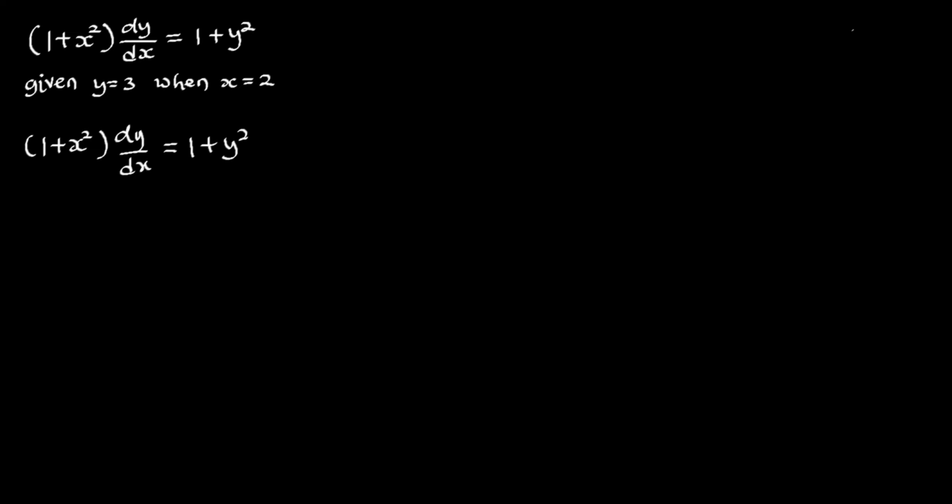So the first thing we have to do is separation of variables. Let's look at how we are going to do this. I will start by multiplying through by dx. When I do that, on the left hand side you have (1 + x²) dy, and this will be equal to (1 + y²) dx. What I'll do next is divide both sides by 1 + x².